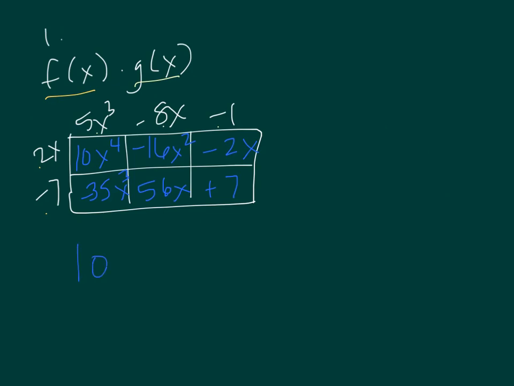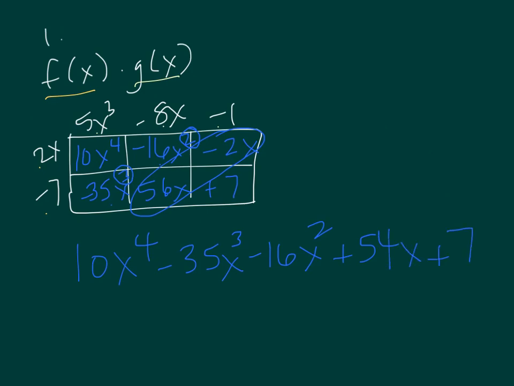So I've got a 10x to the 4th. These are actually not like terms here. We've got an x to the 3rd and an x squared, so I can't add those together. So I'm going to put them separately on my paper. So negative 35x cubed minus 16x squared. These are like terms, so I'm going to add them together and get 54x and then a positive 7.